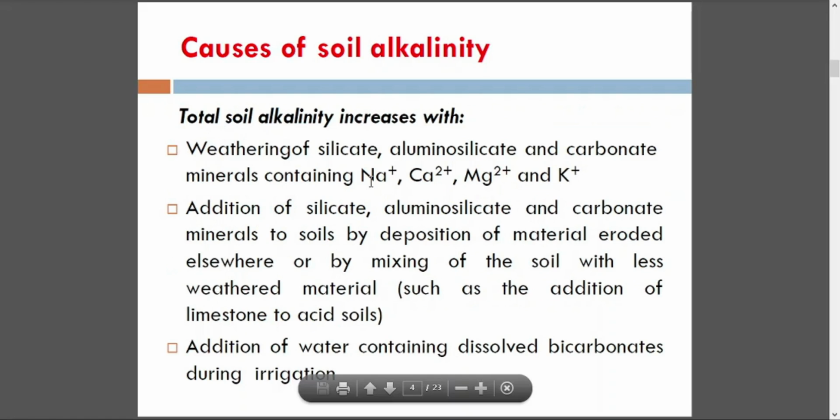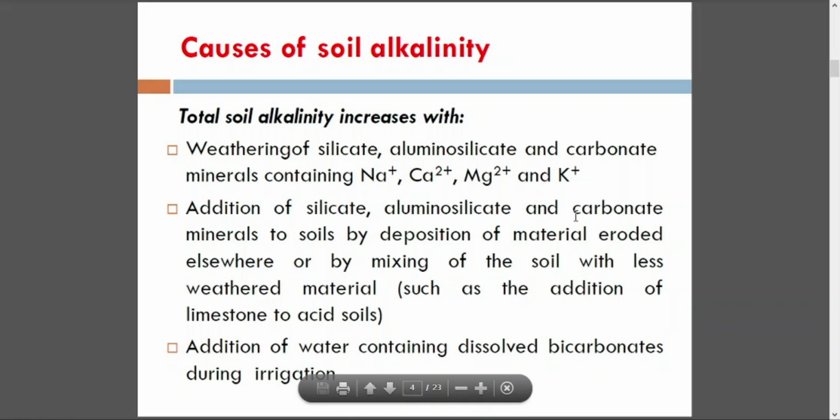So what causes soil alkalinity? One, weathering of rocks, especially rocks with silicate, aluminosilicate, and carbonate minerals. Two, addition of silicate, aluminosilicate, and carbonate minerals to the soil by deposition. This deposition is mainly as a result of eroded materials from a given area being deposited in that particular area. Okay, so if we have erosion from an area with a high composition of these particular minerals, it will lead to an increase in alkalinity in the place where the deposition has taken place.